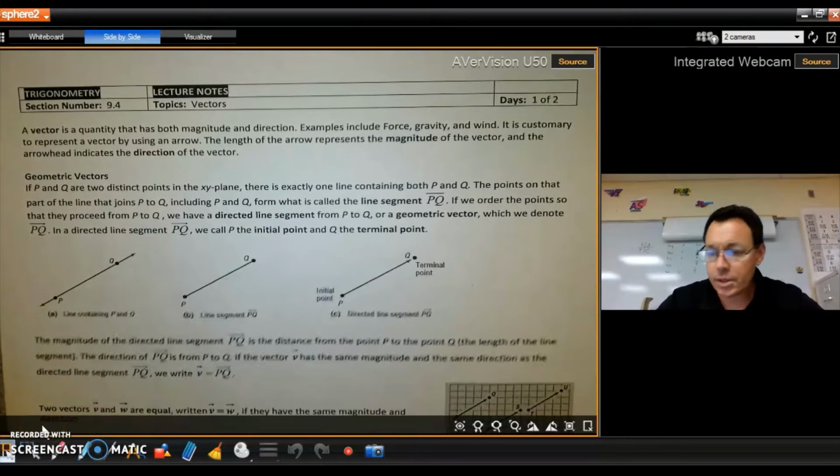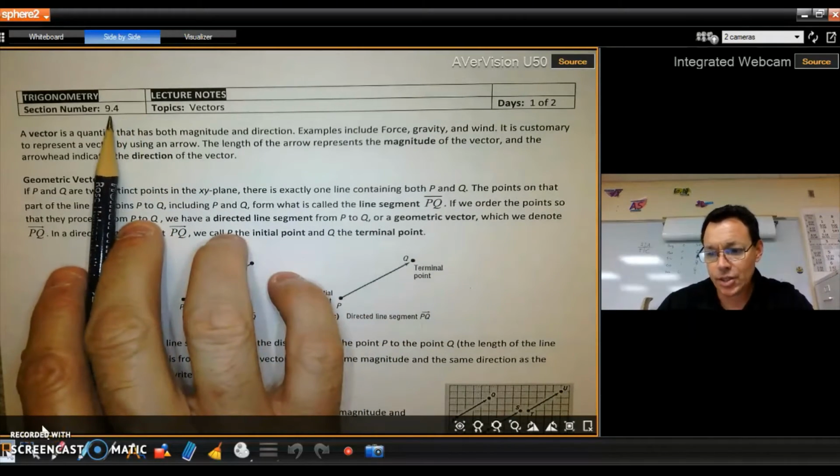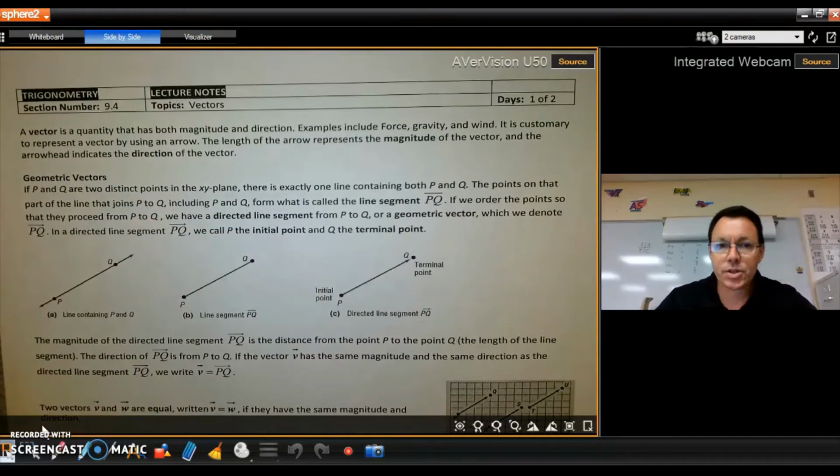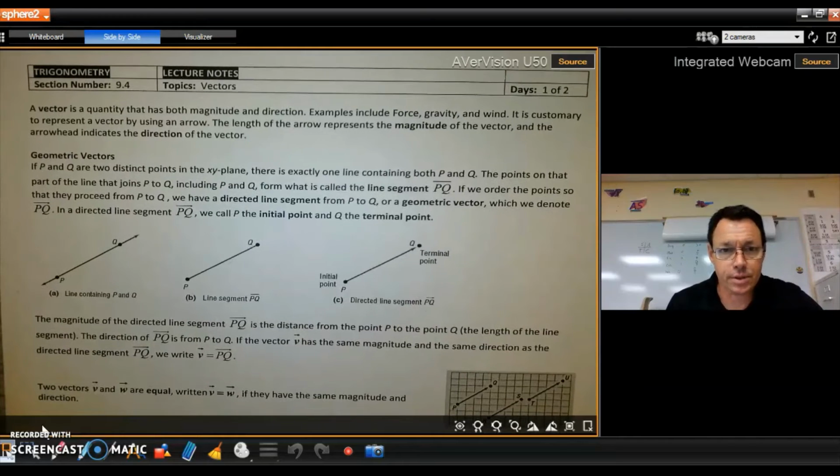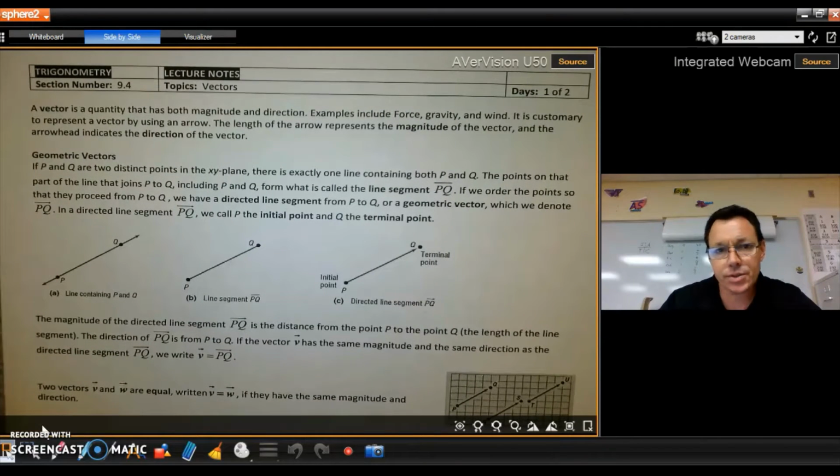Hey, today we're going to take a look at section 9.4, and we're going to start talking about what are called vectors. And today we're just going to look at vectors geometrically, try to understand what they are, what it would mean if we took a couple different vectors and added them together, and today's just an introduction.